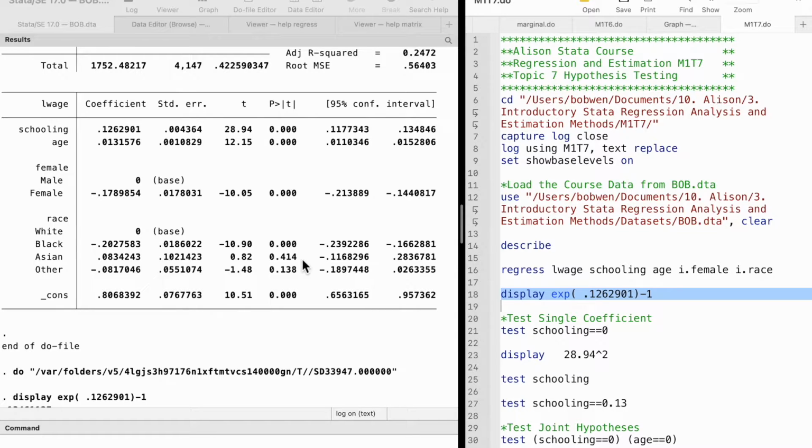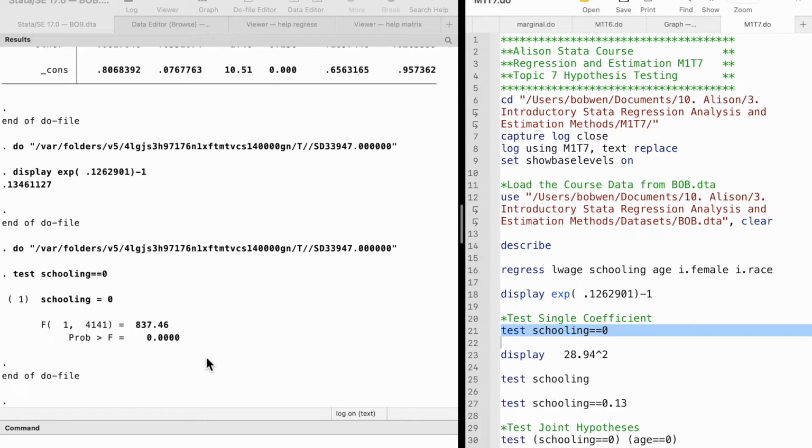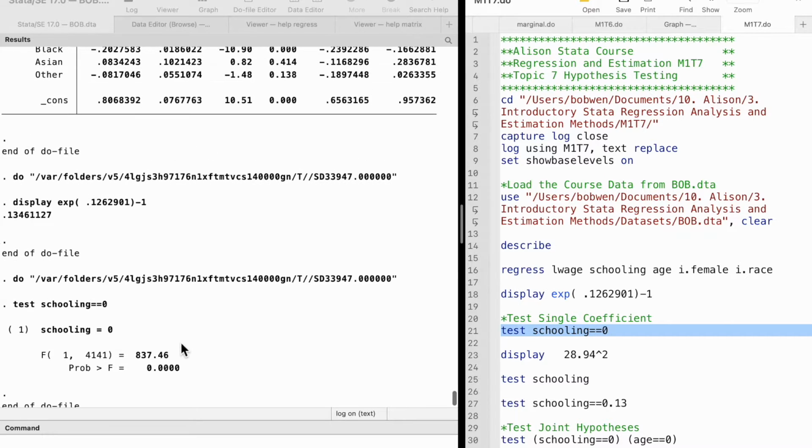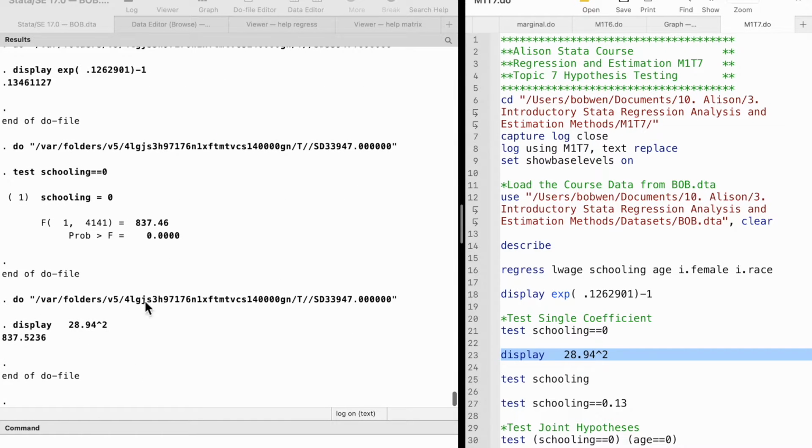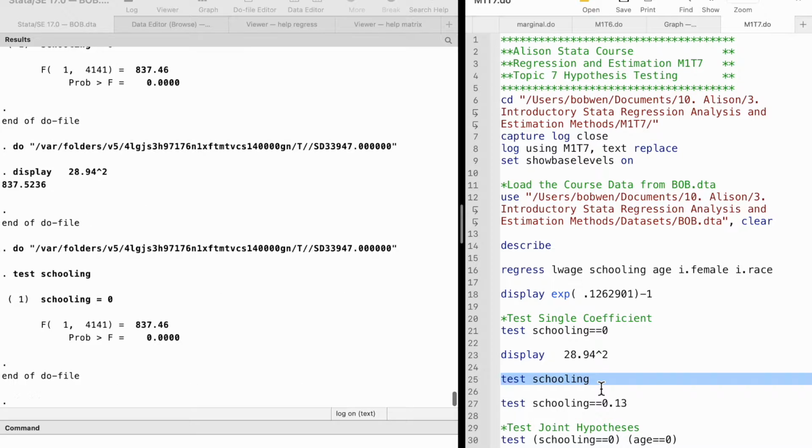We can also use the command test to find the same results as those in the output. We type test schooling equal to 0, and we see the F-statistic and the p-value. The result is identical to the t-test in the output of the regression. Notice that the F-statistic equals the square of the t-statistic. We can simply type test schooling and have the same result.